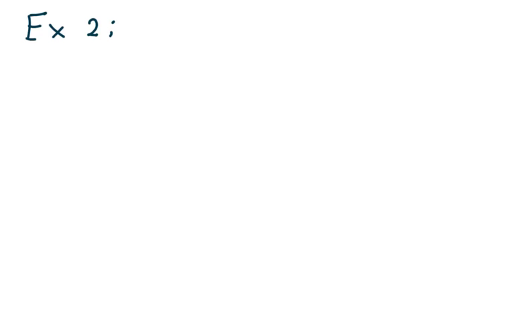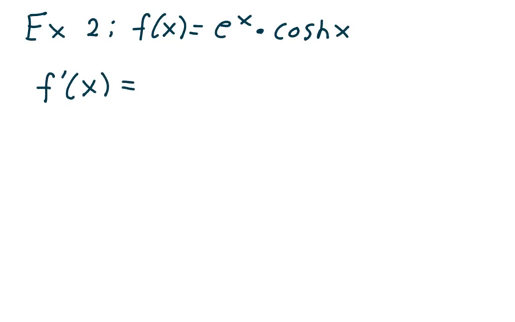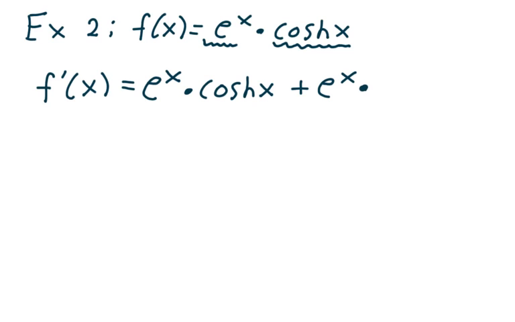Suppose I had f of x is e to the x times hyperbolic cosine x. So this is the product rule now. I'm going to take the derivative of e to the x, which is e to the x, and multiply by cosh x. So we leave that alone. Plus, now I'm going to write down e to the x, and multiply by the derivative of hyperbolic cosine x, which is hyperbolic sine of x.